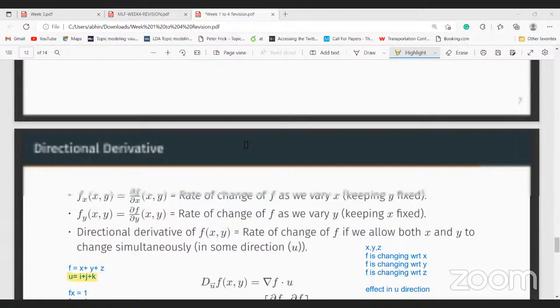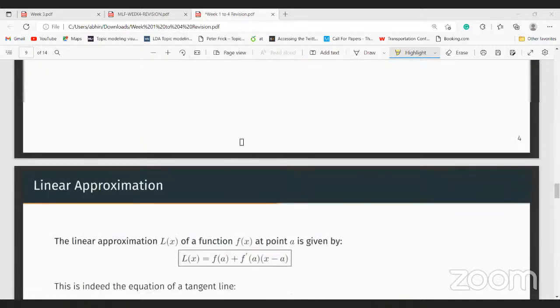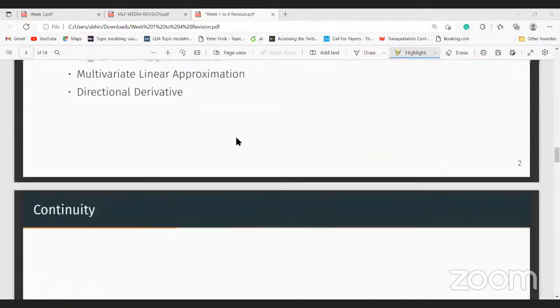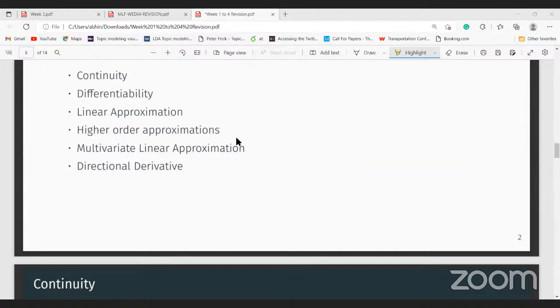Sorry, sir, you are continuity differentiability. Hello, am I audible? Yeah, now. You were breaking up before. Okay, now am I audible clearly? Yes, sir.